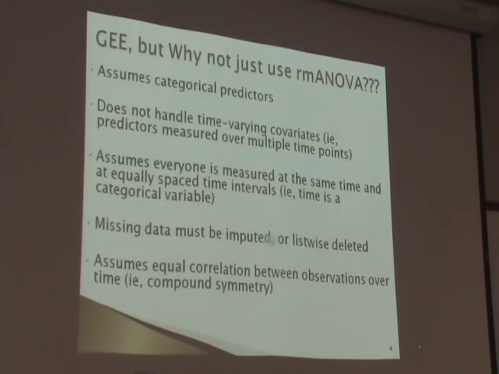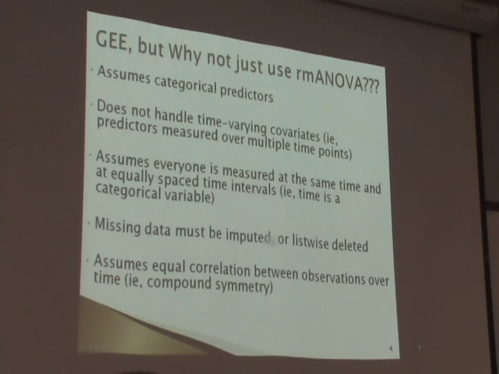All right, so GEE. So why use GEE? Why not just use repeated measures ANOVA? Well, GEE definitely is a more flexible approach than repeated measures ANOVA. It has more flexibility and capacities. So some examples of those are that ANOVA assumes categorical predictors, so GEE can have both categorical and continuous predictors.